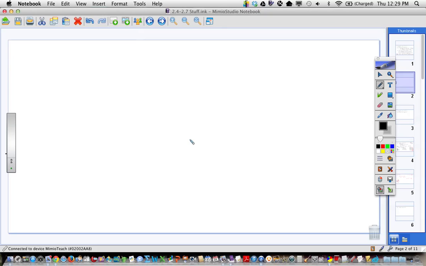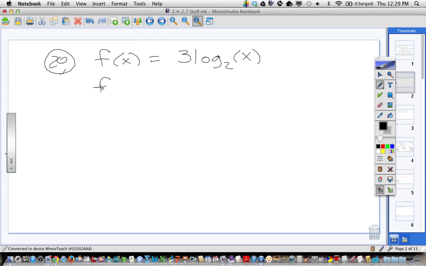Number 20 on page 139, section 2.6. Okay, so number 20 says that f of x is equal to 3 log base 2 of x. Is that the one we're looking at? Okay, so you had to do f prime, and I told you didn't have to draw the graphs or anything for this. So on 20, you were looking for f prime of x.